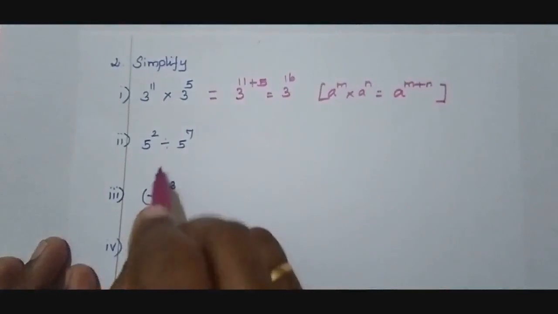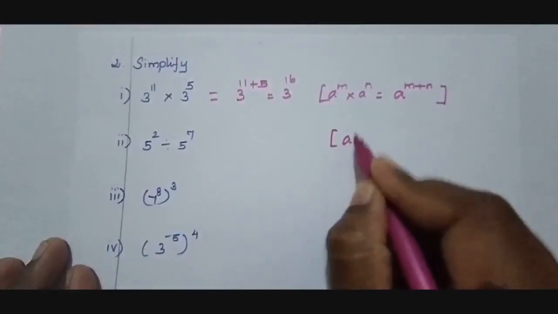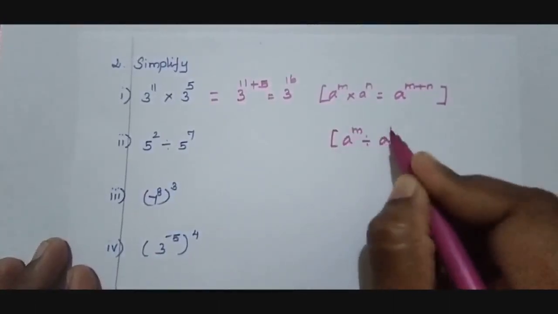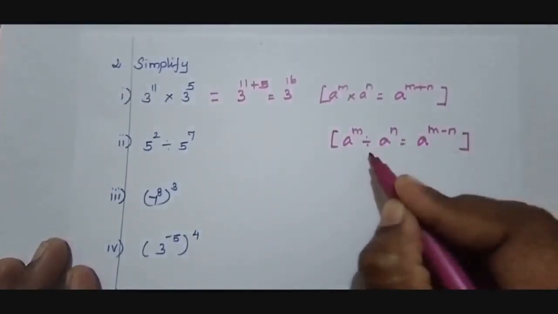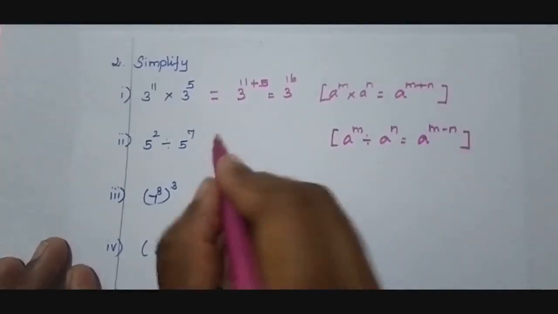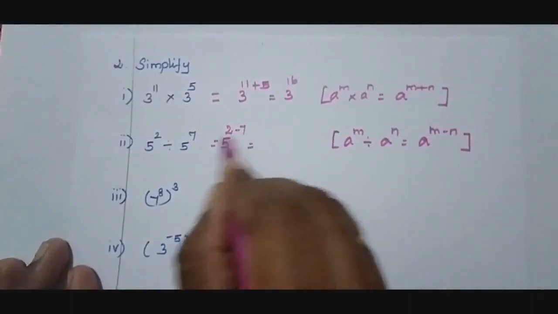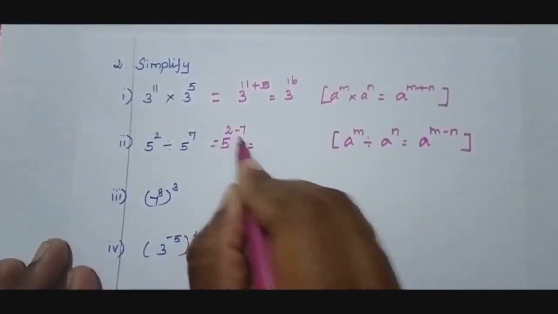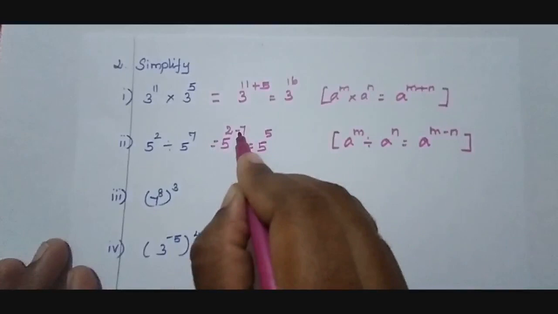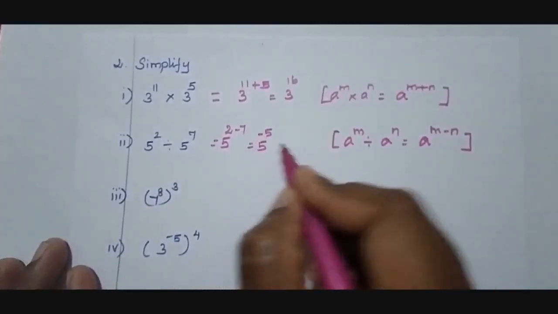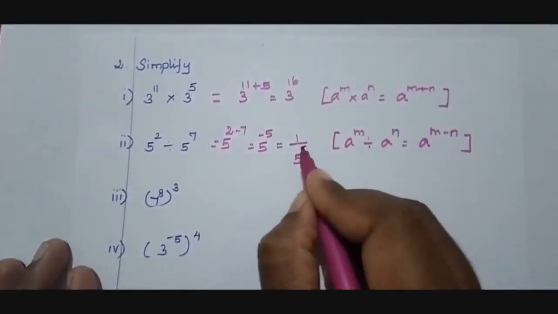The second one, 5 power 2 divided by 5 power 7. So this is based on the rule a power m divided by a power n is equal to a power m minus n. When it is in division, you should subtract the powers. So here 5 power 2 minus 7. When it is in two different signs, you should subtract and write the greater number sign. So the difference between 2 and 7 is 5 and the greater number sign is negative here. So this is 5 power minus 5, or you can write this one as 1 divided by 5 power plus 5.